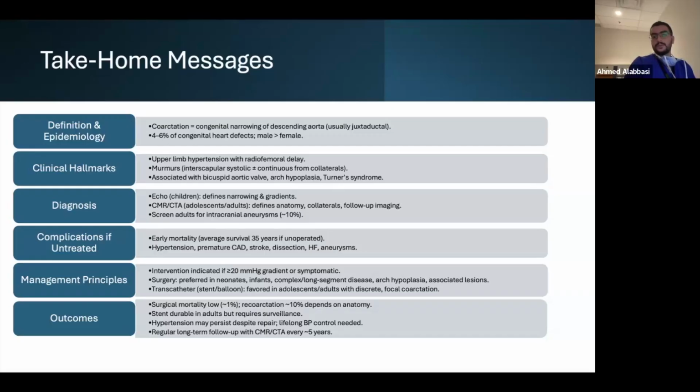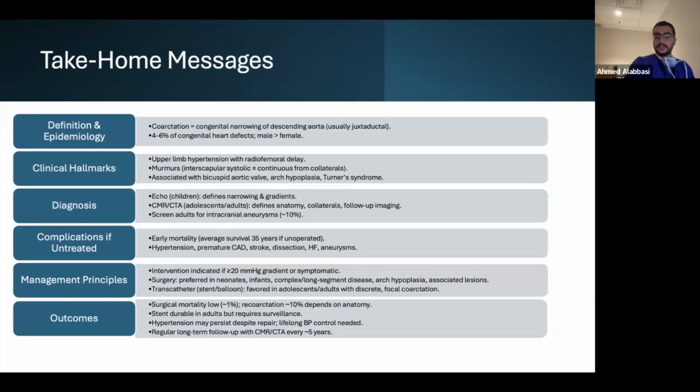Surgery would be preferred with complex or long segment disease. In the younger patients, arch hypoplasia, and if there are any associated lesions, surgical would be more recommended. Transcatheter with a stent would be favored more than a balloon, but is favored mostly in the adult if there's a discrete focal coarctation.